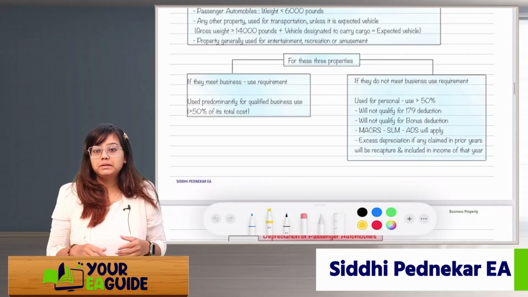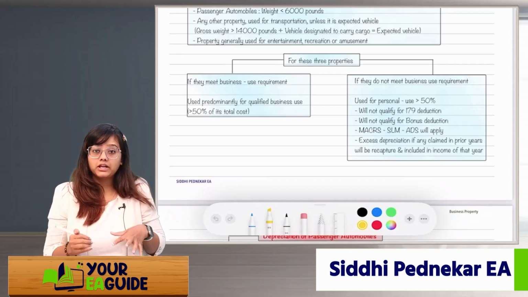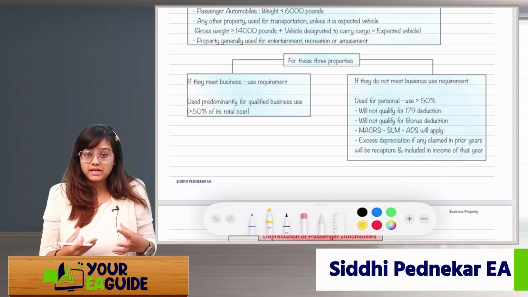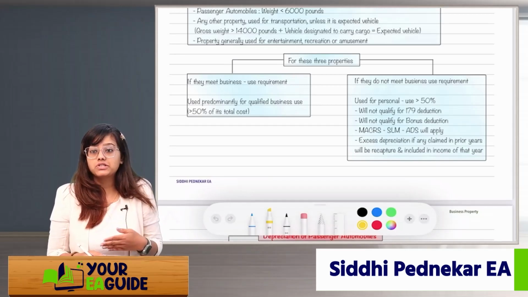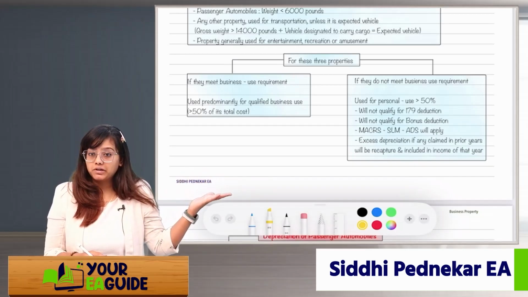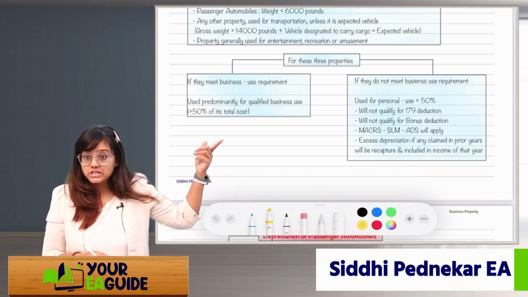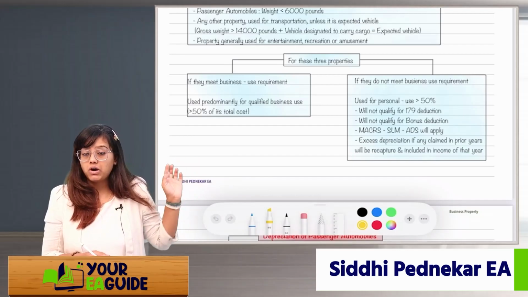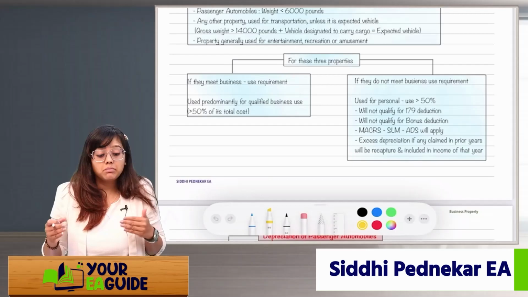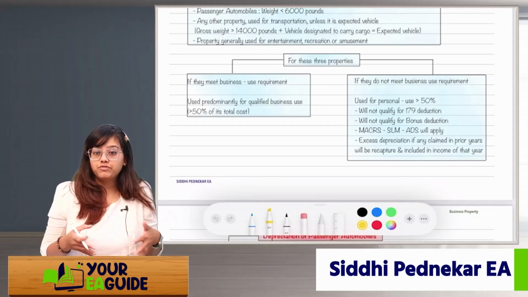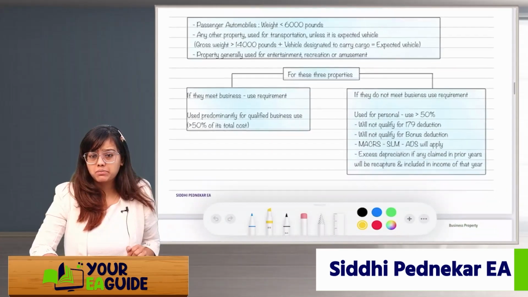Whatever is the excess depreciation, if any, claimed in prior years, which is not according to these three criteria, and if now the business use has reduced to 50%, then whatever depreciation you have claimed previously, which is not the SLM ADS method, and you have claimed 179 or bonus, all that amount will be added to your income if the property's business use has been reduced to less than 50%. All right, this is about listed property.